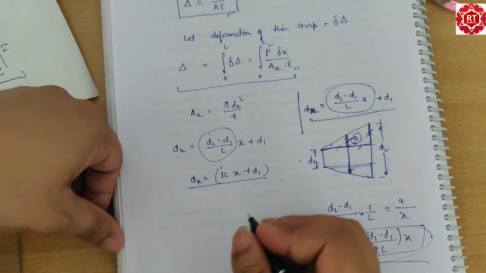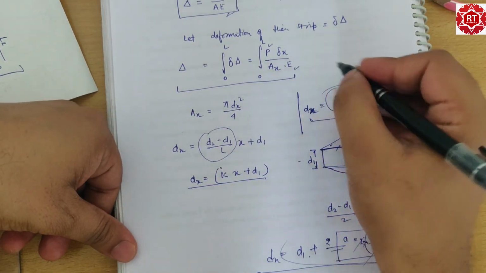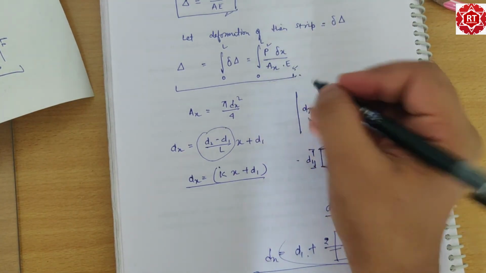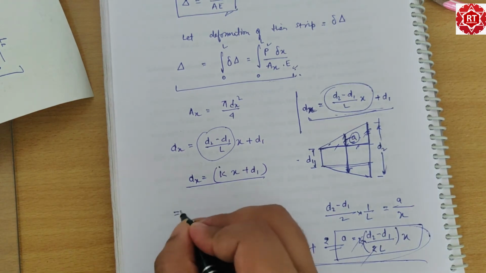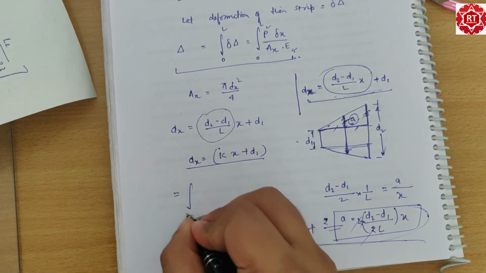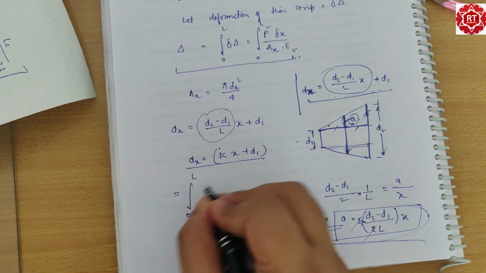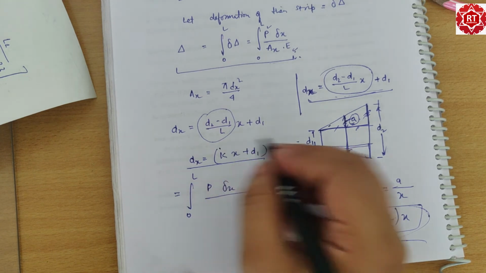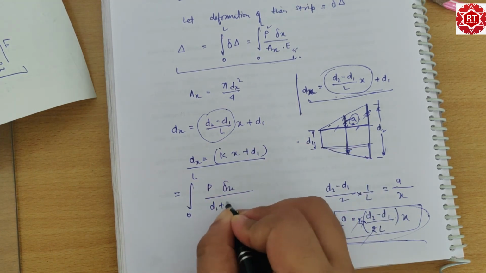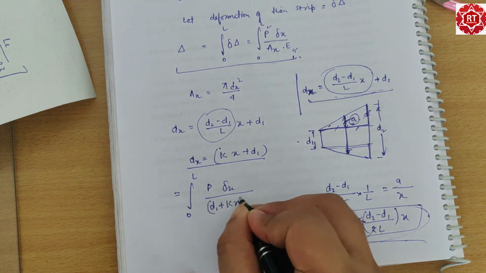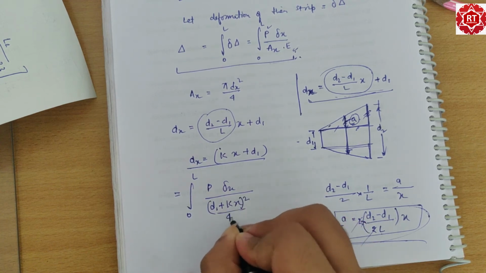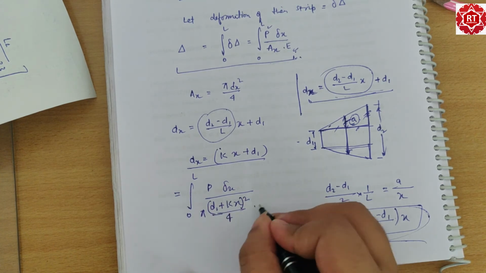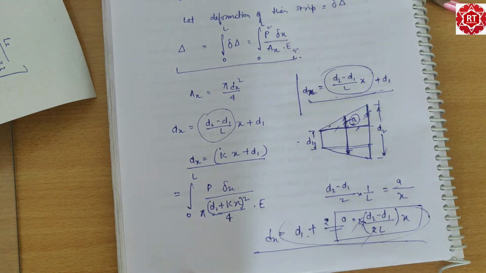So finally we can write it like this. I substitute all the values, then I get the integration from 0 to L. P we can take outside, and delta x over Ax is nothing but (d1 plus kx) whole squared by 4, pi, and then E. So now I simplify this.